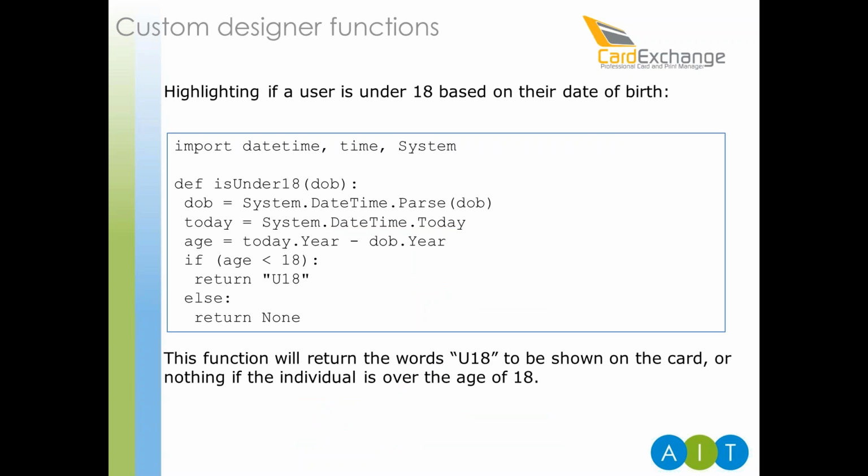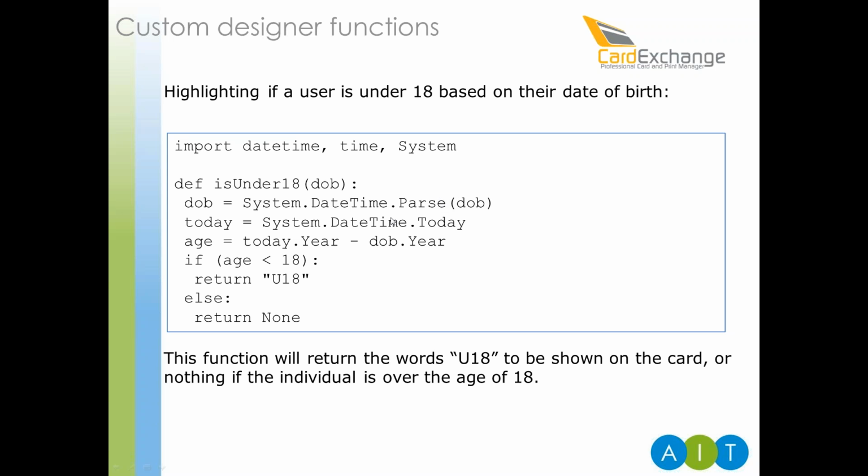So this time I'm going to get a little bit more complicated with what we can do. We want here to highlight if an individual is under 18 on a card. So what this function does is it receives the date of birth from the user from a database column. It then does some maths comparing it to the current date. So what we have here is we're passing it the date of birth, and the date of birth is then quickly analysed.